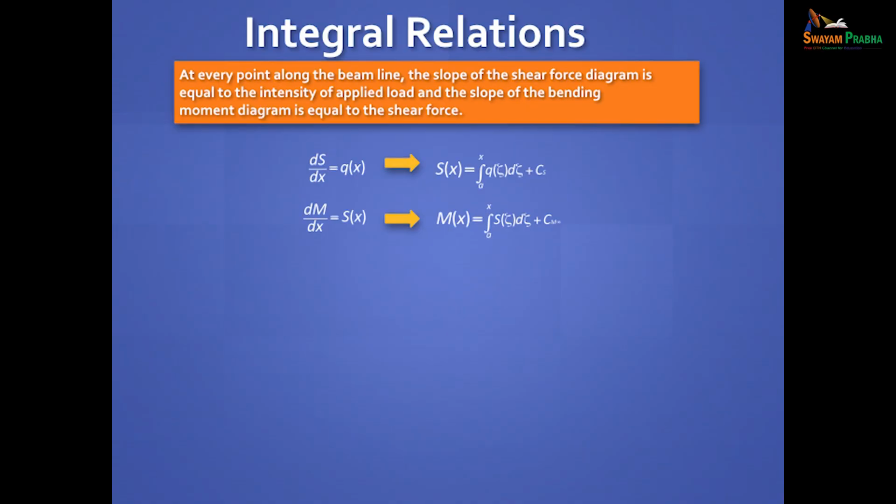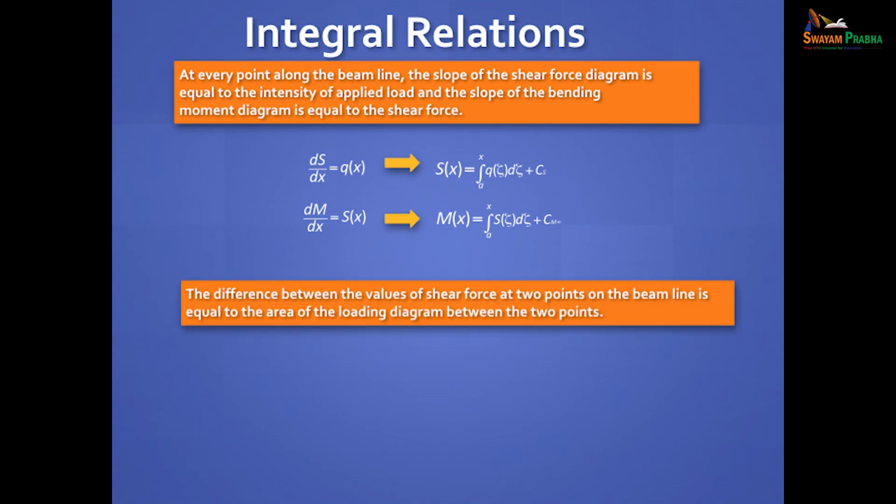So at every point along the beam line, the slope of the shear force diagram is equal to the intensity of applied load, and the slope of the bending moment diagram is equal to the shear force. This is your fundamental relationship. From this, if you want to bring out shear force, you have to integrate this from say origin to x, and you use some dummy variable, and you get a constant here which has the units of shear force, some boundary condition. Similarly, for moment you can write like that.